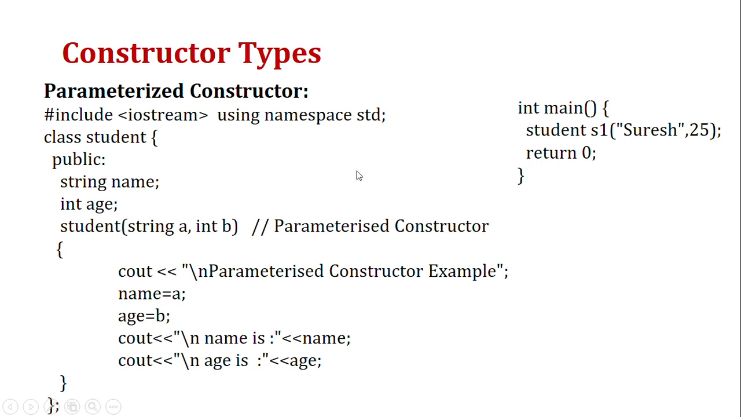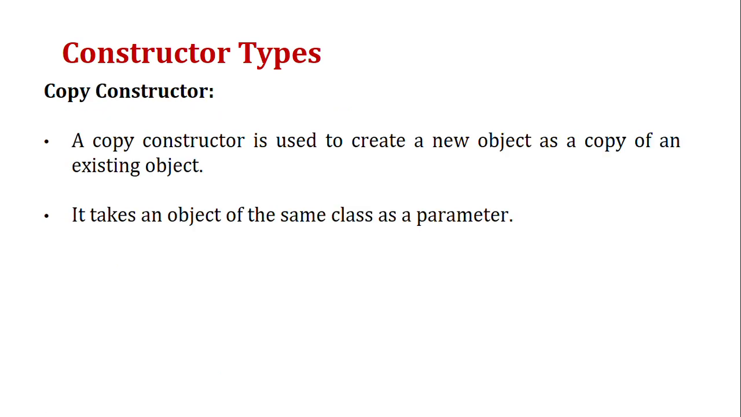Now let's see the third category, that is the copy constructor. The name itself says that we can copy the object. For example, one object is already created and initialized. Instead of initializing the values for the second object, we can copy the values from the already created object. That is what is called a copy constructor. It is used to create a new object as a copy of an existing object. It takes an object of the same class as a parameter.